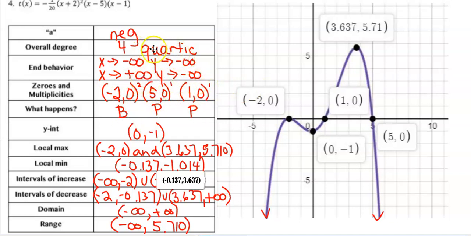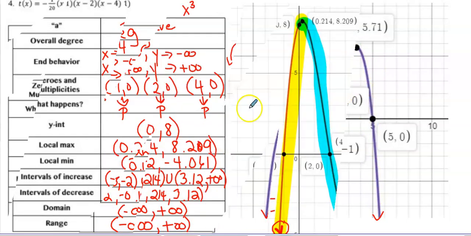And I also filled in here, this is a quartic polynomial. Intervals of increase, there's 1. No, that's not right. Oh, 2, I'm sorry, 2. So here, increase, decrease, increase, decrease. So there's 2 of each. And then domain and range are right there.